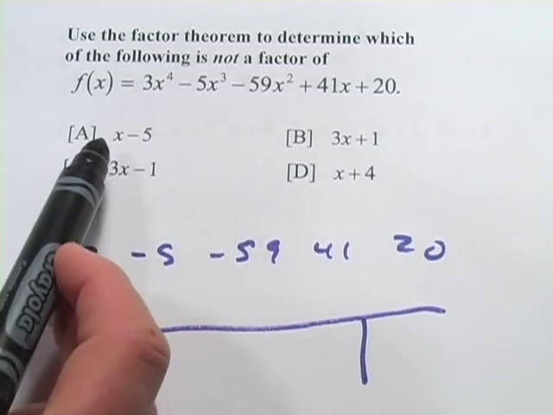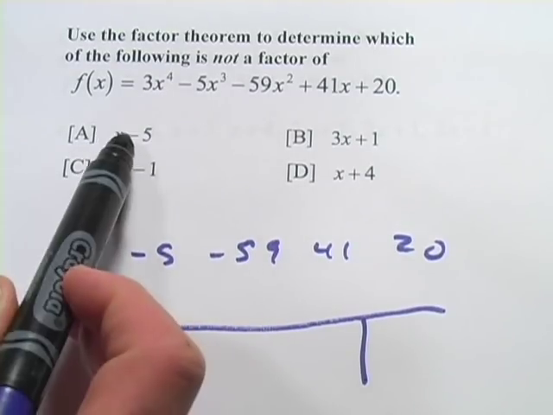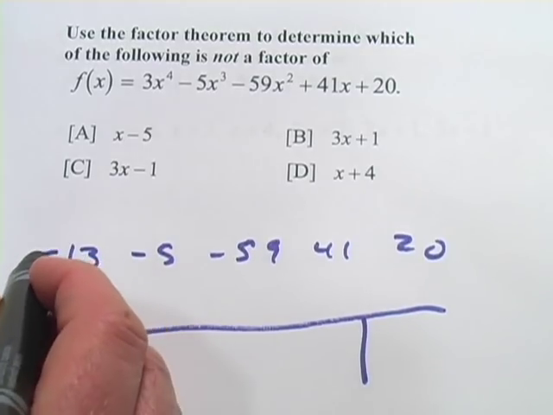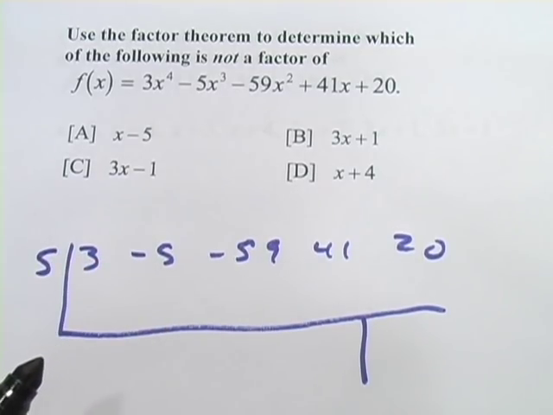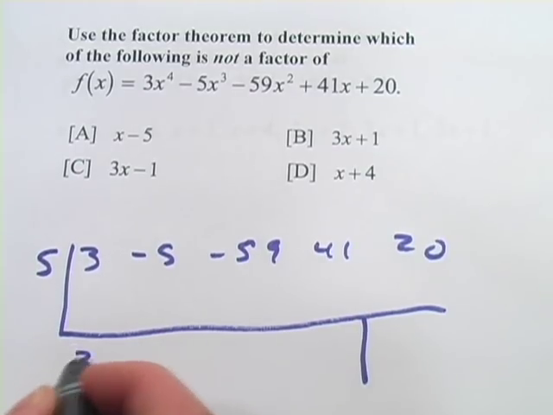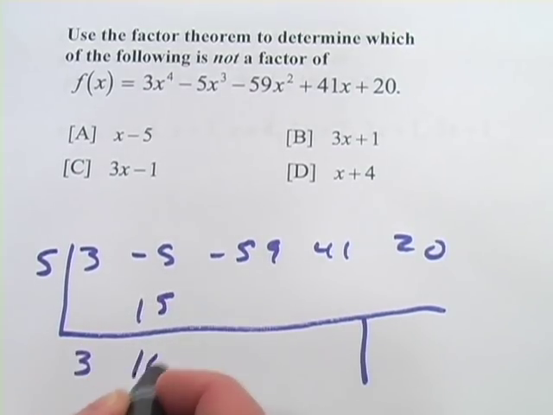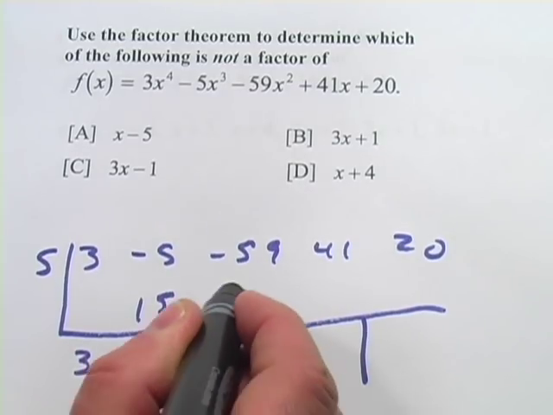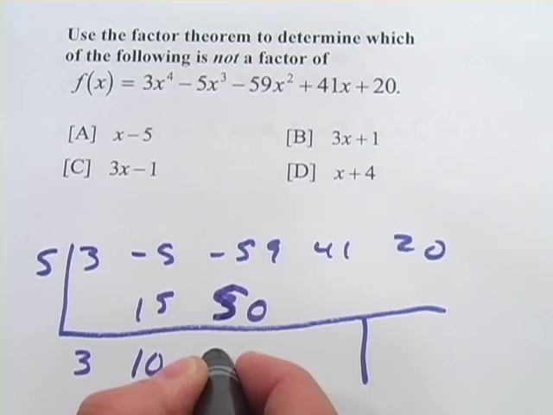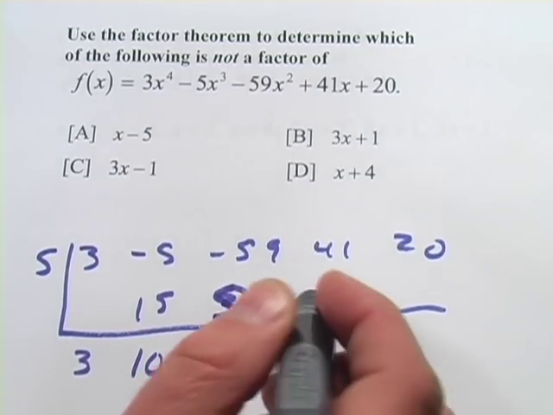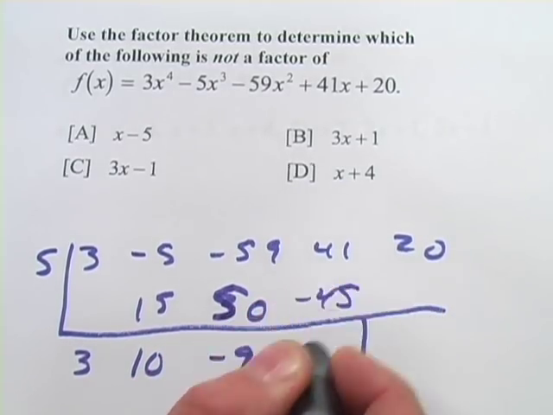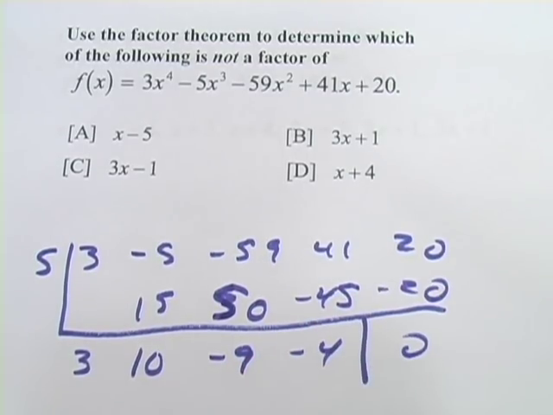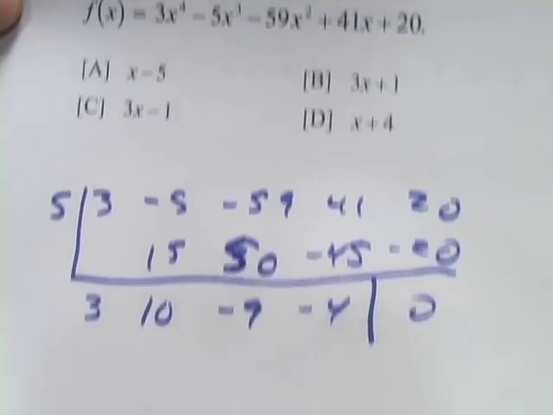The first one is x minus 5. So when we divide, we'll be dividing by +5 here. Let's give that a shot. 3 times 5 is 15, so we've got 10 there. There's 50, so that's -9. That would be -45, so we've got -4 here, and that's a -20. So that one is a factor. We didn't find our answer because remember we're looking for one that's not a factor.